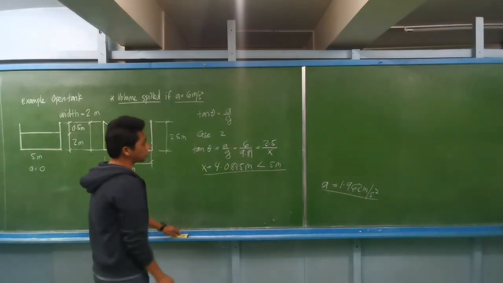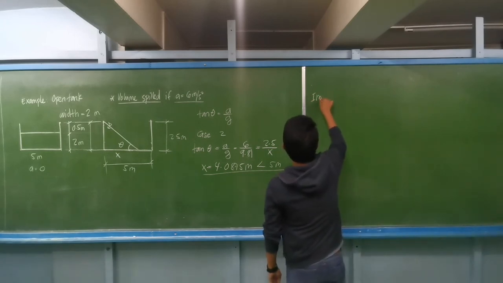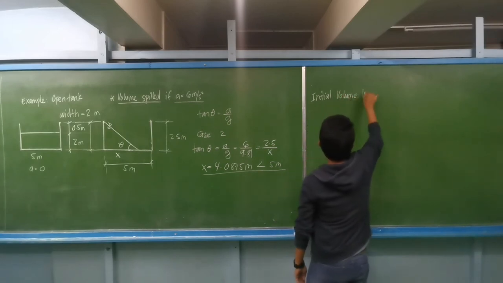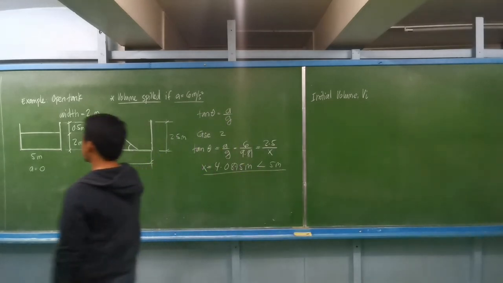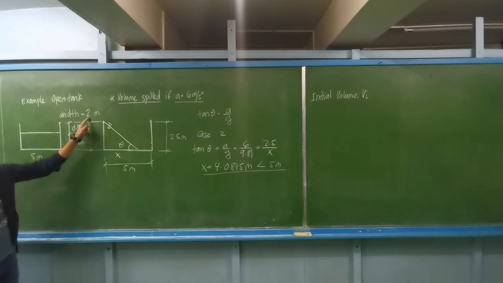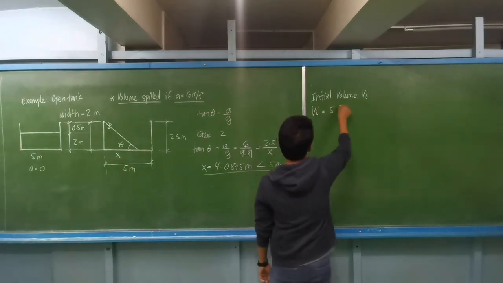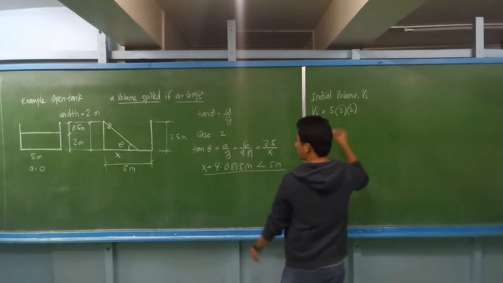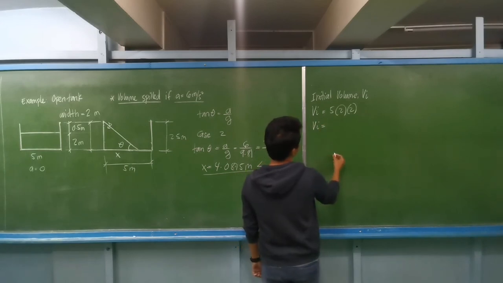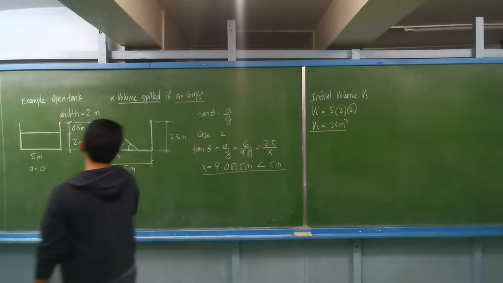So we may first determine the initial volume of water. So what is the initial volume of water? The length of the tank is 5 meters, the height of water is 2 meters, and perpendicular to the board, it is 2 meters wide. So we have the initial volume is equal to 5 meters times 2 meters high times 2 meters wide perpendicular to the board. So the initial volume is equal to 20 cubic meters.